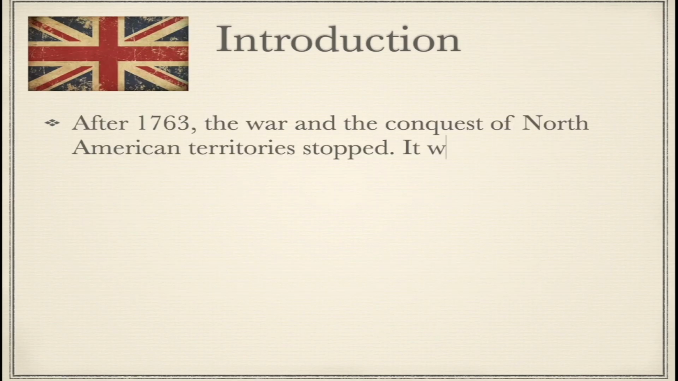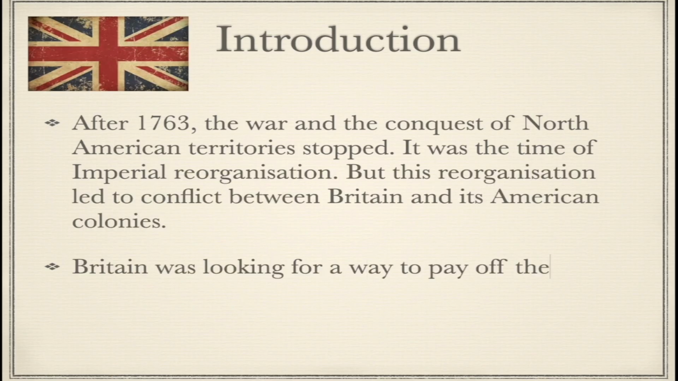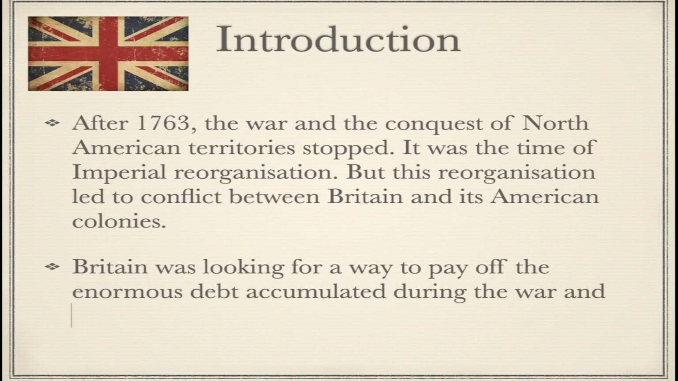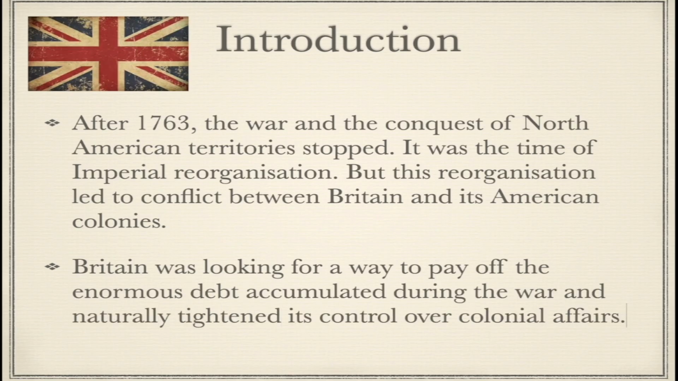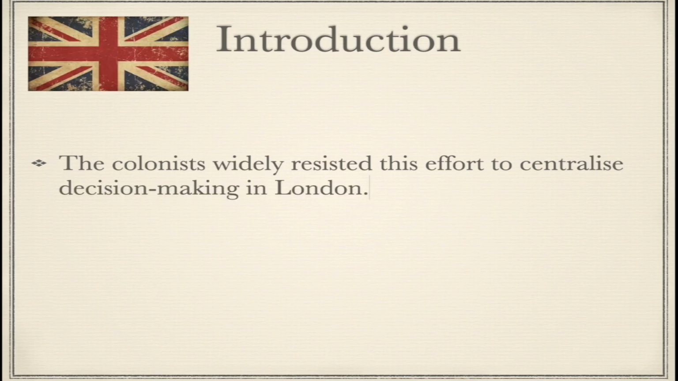After 1763, the war and the conquest of North American territories stopped. It was a time of imperial reorganization, but this reorganization led to conflict between Britain and its American colonies. Britain was looking for a way to pay off the enormous debt accumulated during the war and naturally tighten its control over colonial affairs. The colonists widely resisted this effort to centralize decision-making in London.